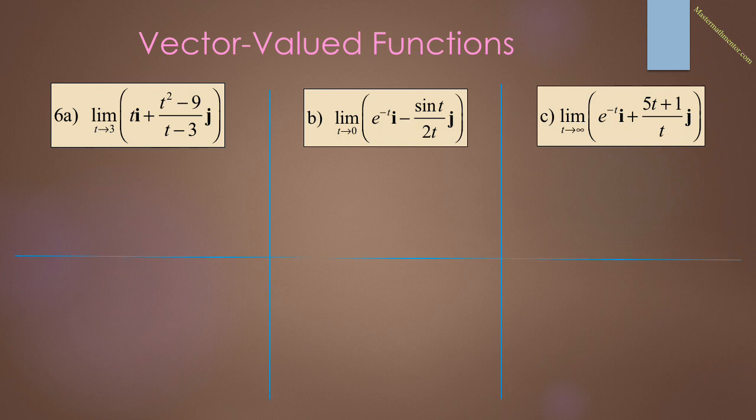In 6, you're asked to take the limits of the vector-valued function. To do so, you take the limit of each piece. And if the limit does not exist for one piece, then the limit does not exist for the entire problem.